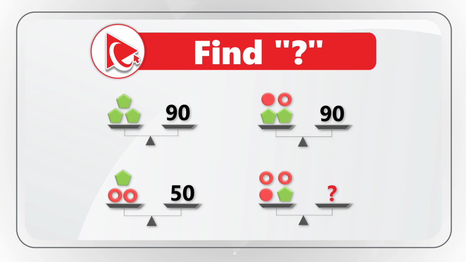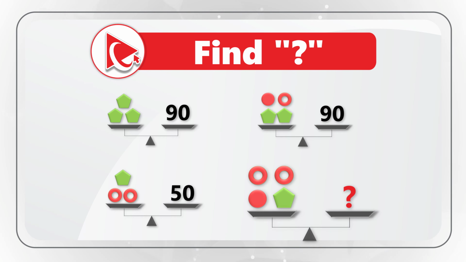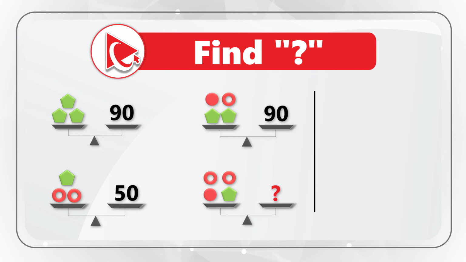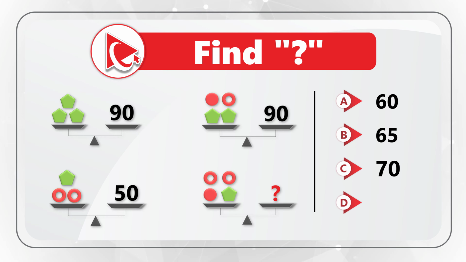And then the last scale contains 1 pentagon, 1 circle and 2 bagels on the left and then missing number on the right. You need to select the missing number out of 4 different choices. Choice A, 60. Choice B, 65. Choice C, 70. And then choice D, 75.